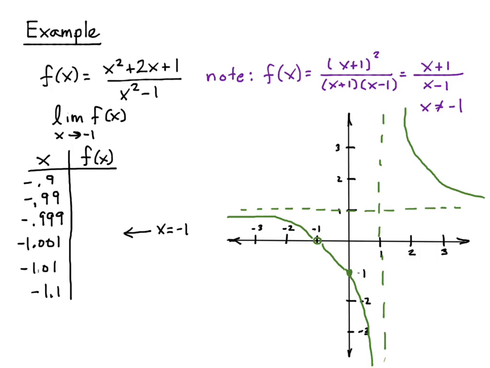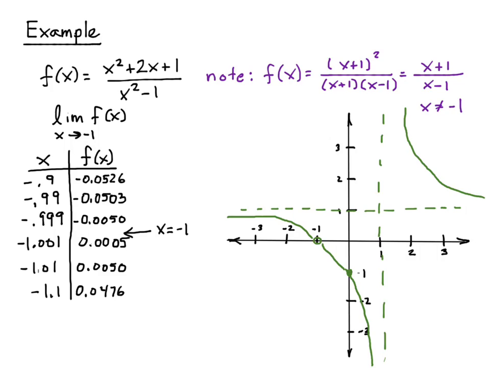But look at where my limits are going. If I calculate these values from both above and below negative 1, I'm going to get very, very close to 0. So here's a case where my function doesn't have a value at f of negative 1, but the limit as this function approaches negative 1 is 0.